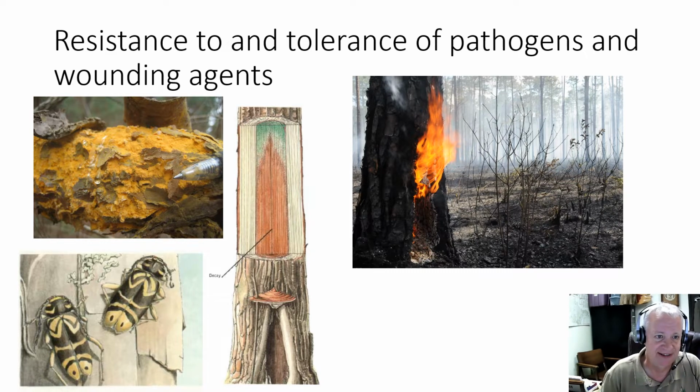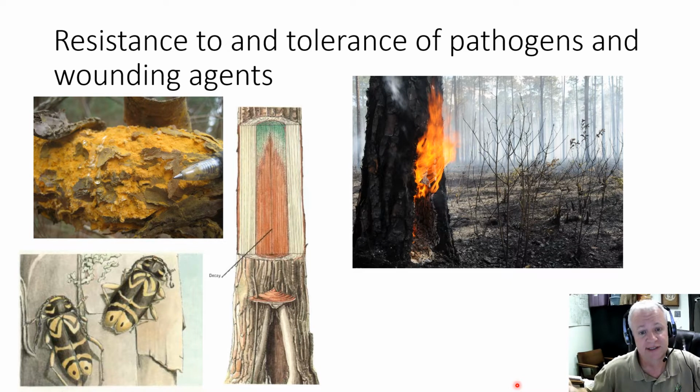So I have a couple of examples here. Obviously fire here. This is a tree that has been infected with a decaying agent, probably a fungus. Certainly insects can be a factor. Other herbivores also, even large animals like birds, porcupines, herbivores like elk or deer. All of those things are wounding agents. And then this is an example of a tree that's been infected with the fusiform rust fungus.